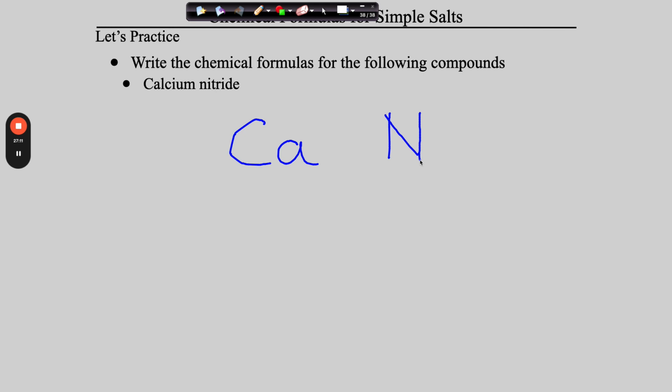Now step 2, we need charges. You find calcium on the periodic table, it's element number 20, its charge is +2. Then guys, you look at nitrogen on the periodic table, holy buckets. So many different charges. But guys, what charge did we already agree we were going to use? -3.